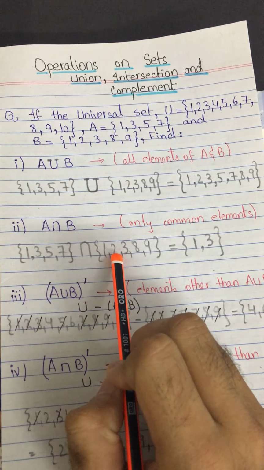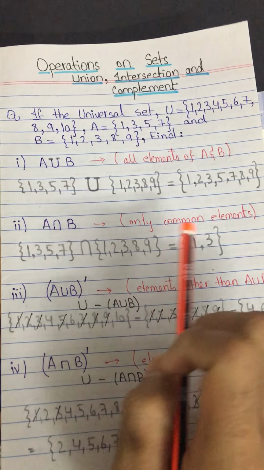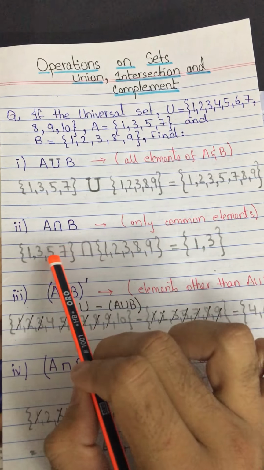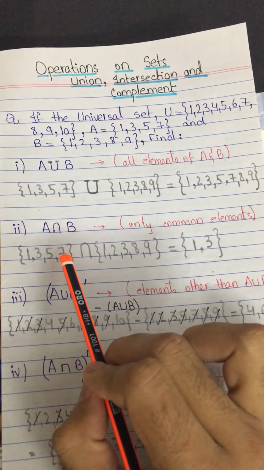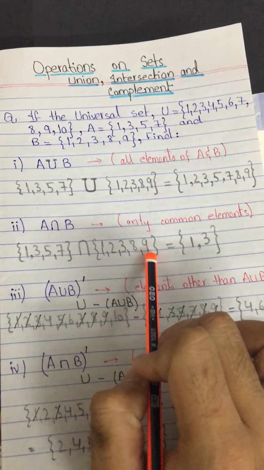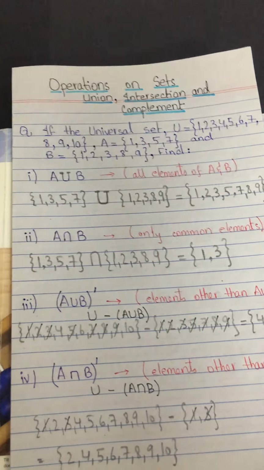1 is here, 1 is here, so I will write 1. 3 is here, 3 is here, so I will write 3. 2 is here, 2 is not there, so I will not write 2. 5 is here, 5 is not there. 7 is here, 7 is not there. 8 is here, 8 is not there. 9 is here and 9 is not there, so I will not write 8 and 9.